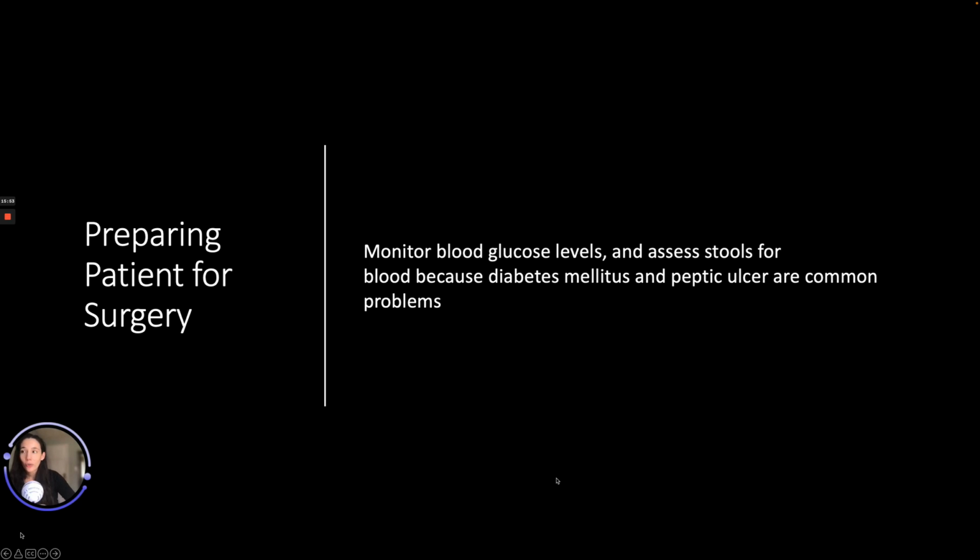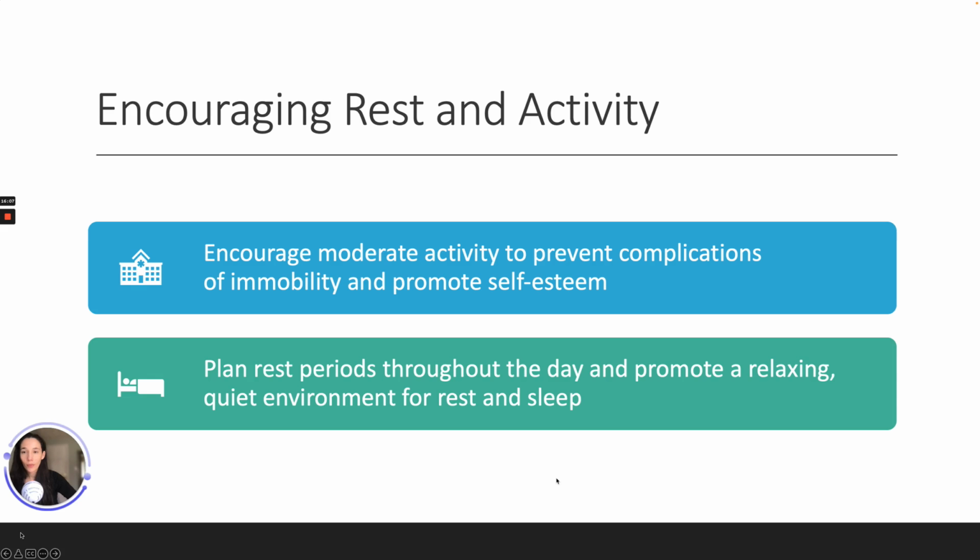If a patient is going to surgery, we want to prepare them for surgery. We're going to monitor blood glucose levels and assess stools for blood because diabetes and peptic ulcers are common problems. We want to encourage rest and activity, so we'll encourage moderate activity to prevent complications of immobility and promote self-esteem, but we also want to plan rest periods throughout the day and promote a relaxing, quiet environment for rest and sleep.